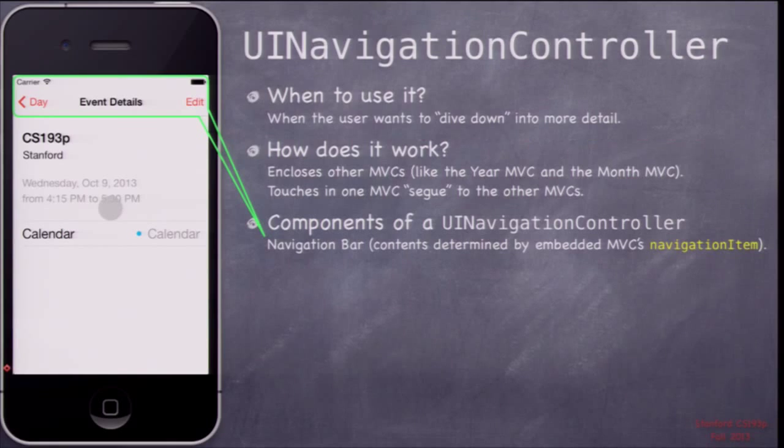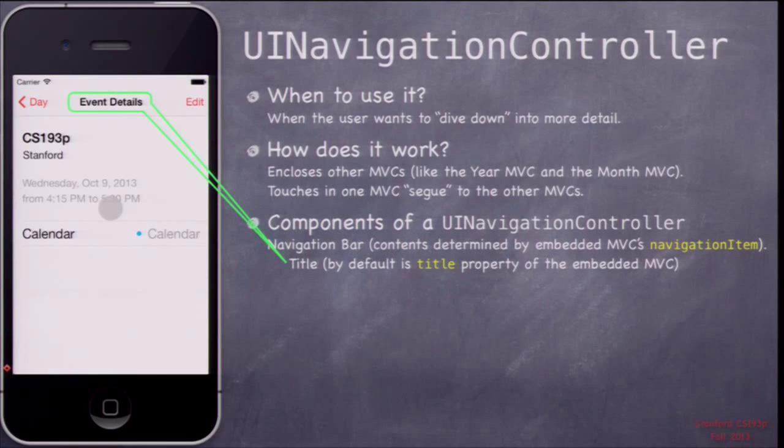So at the top, there's this light gray bar that stayed on the screen, you notice, for all of these MVCs as they come swiping in. But it changed slightly as they all swiped in. So let's look at all the parts. There are three major parts of that navigation bar.